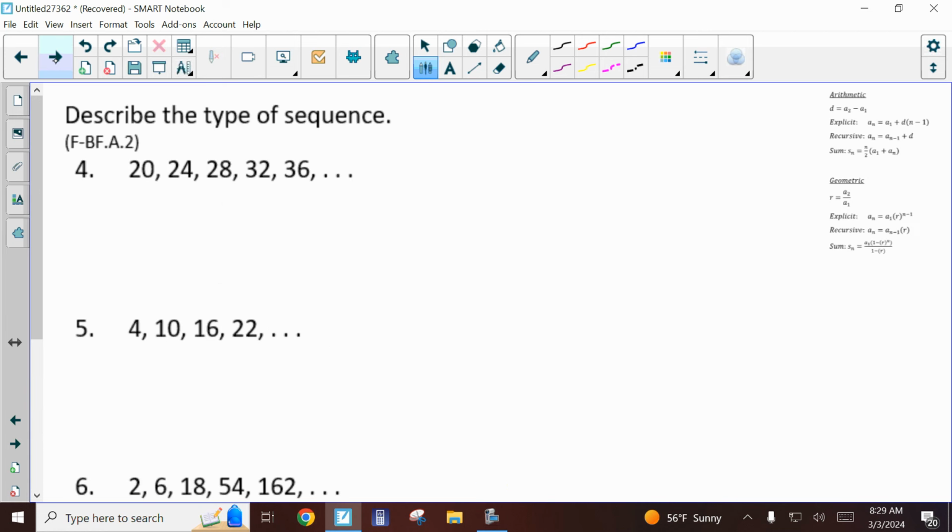Okay, number 4, it says describe the type of sequence. So you just have to find the pattern and what's happening between the numbers. For example, this right here looks like it's going up 4. This one looks like it's going up 4, plus 4, plus 4. So that makes it arithmetic. And because it's plus 4, that's telling us that D is equal to 4.